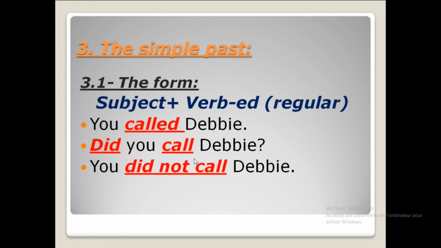Did you call Debbie? For a negative sentence, the third example, he did not call Debbie. So we conjugate the verb do and in simple past it becomes did. And plus not. You did not call Debbie.